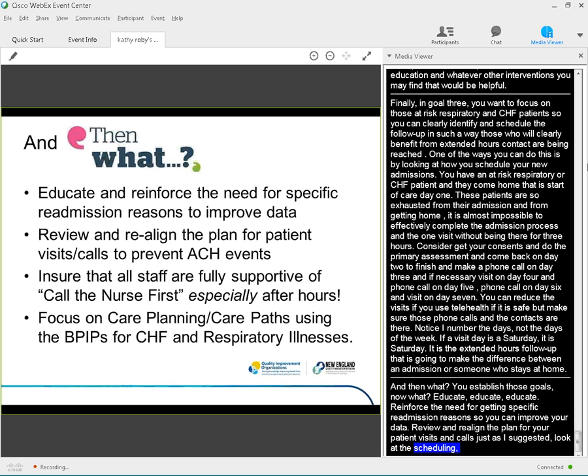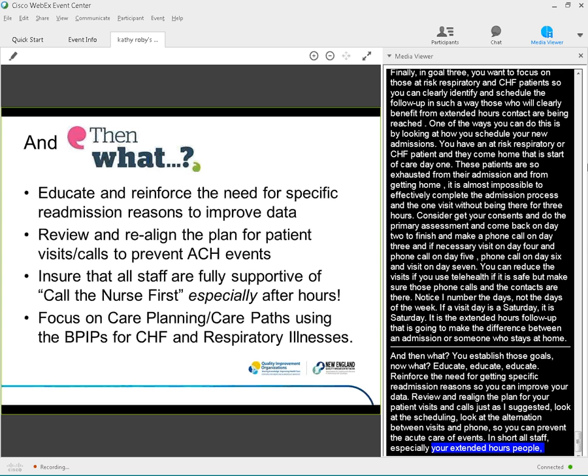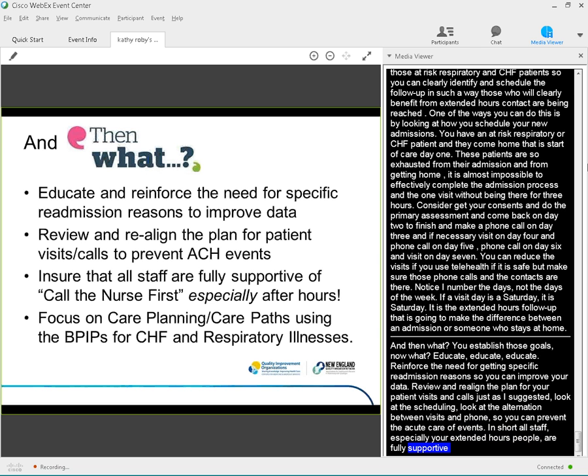events. Ensure that all of your staff, especially your extended hours people, are fully supportive of the concept of call the nurse first. If you're going to give out refrigerator magnets, that's what should be on them. Call the nurse first and a phone number.